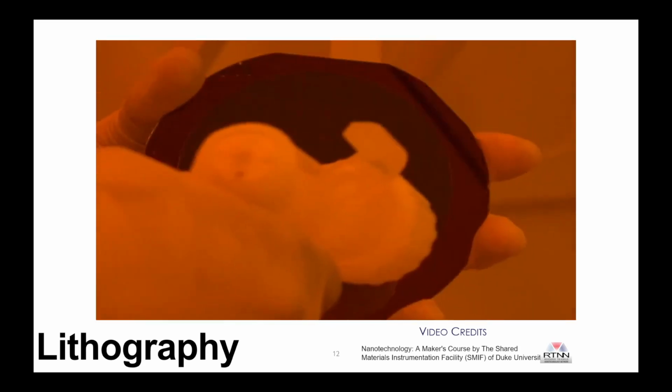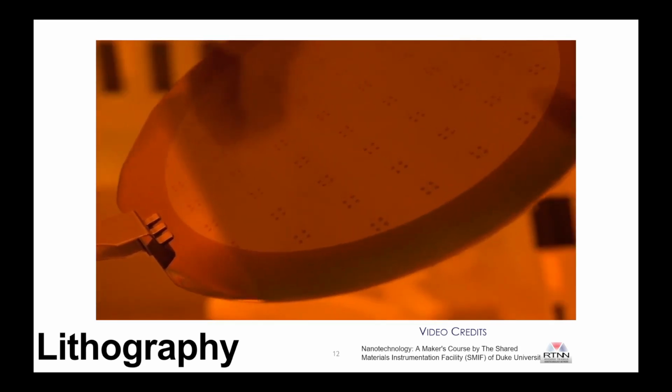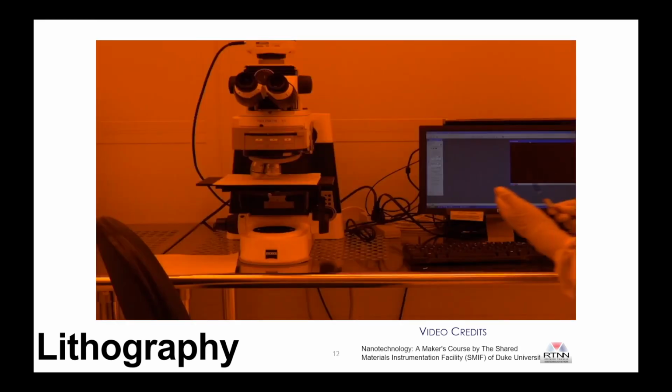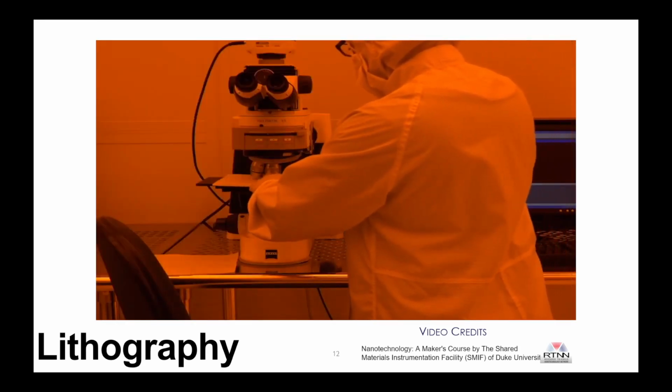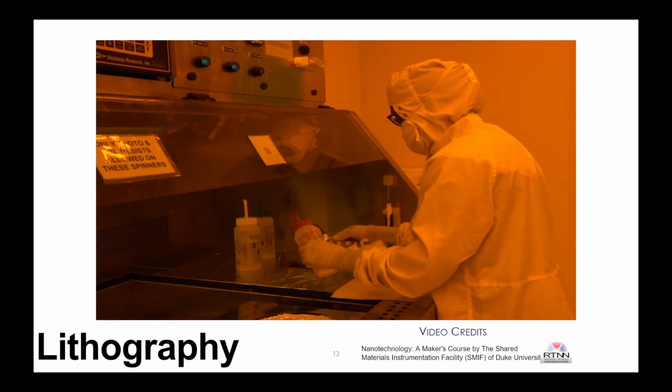Now they have this deionized water. They have to clean everything. See, this type of pattern they have transferred. Now they use the optical microscope to check whether the pattern is developed or not developed, whether it is over-etched or under-etched, whatever, they have to check with the optical microscope.